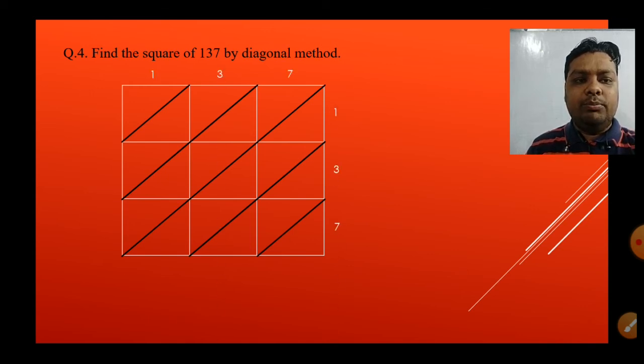Now we will multiply and put the value in the related column. At first 7 with 1, then 7 1 is 7, 0 7. Then 7 with 3, 7 into 3 21, 2 1. Then 7 7 is 49, it means 4 and 9 here. Then again here in the second column 3 into 1, 3 into 1 3, 0 3. Then 3 into 3 0 9, 3 into 7 21. Then 1 into 1 0 1, 1 into 3 0 3, 1 into 7 0 7. Now we have to add.